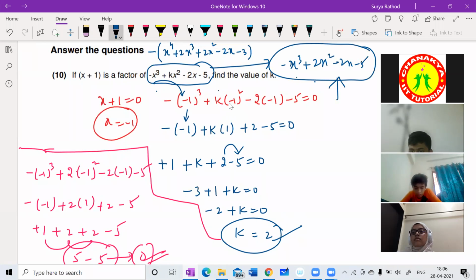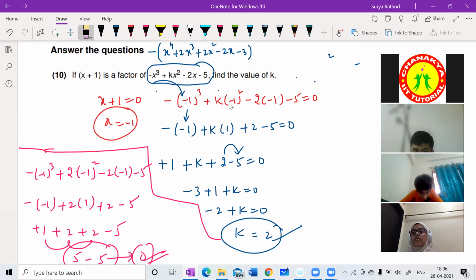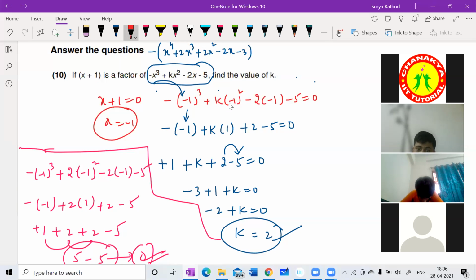Sorry, but in this question, like the pink marker one, how are you getting 2 minuses, sir? There's only 1 in the question. You're getting 2 here. Where? Minus sign, sir. Minus x cube. See here, minus x cube we have, right?